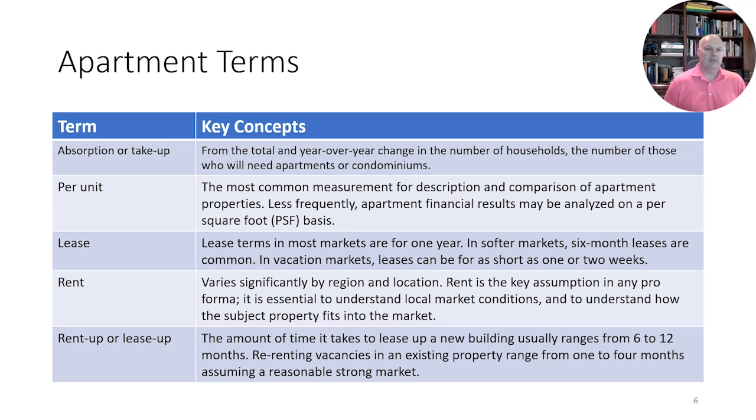So just like with other types, we're going to go over a couple of key terms for this property type. Absorption. I've mentioned this before. It's called absorption or take-up. This is a key metric in looking to see how the demand and supply in a market for a property type, where their equilibrium is. From a total and a year-over-year change in the number of households, the number of those who will need apartments or condominiums. Again, it's a good indicator of whether there's a strong demand or not for this type of property.